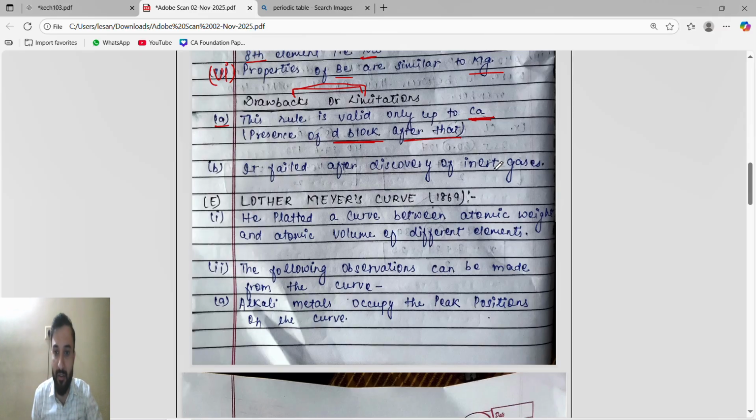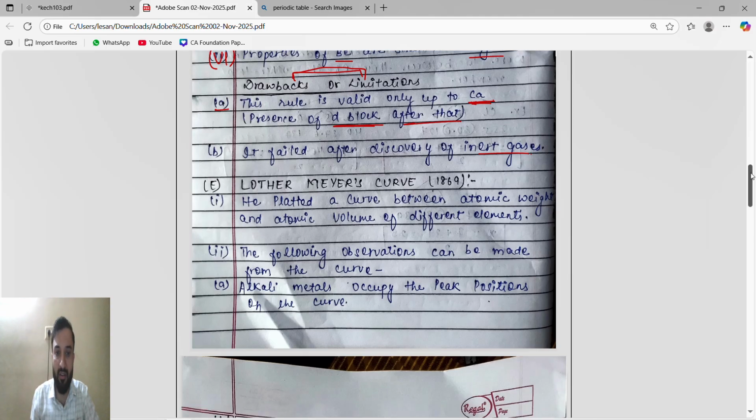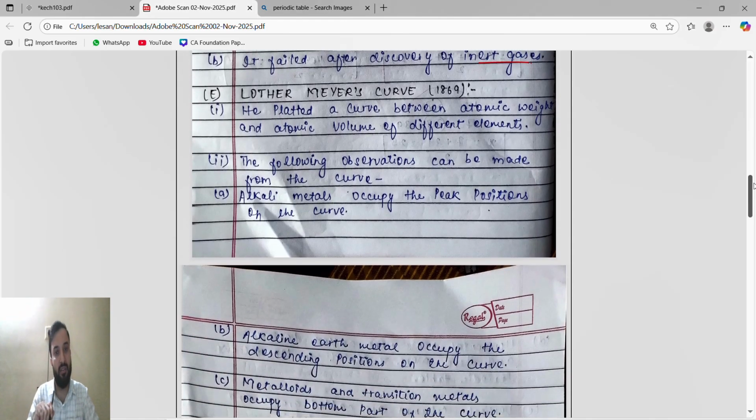It failed after the discovery of inert gas. Discovery hua inert gas ka, khatam bhaiya. Then he was the fakeer insaan. He took the bag, jhola liya aur chal pada bhaiya. Then next came, arre bhai sahab, next came Lothar-Meyer's curve.